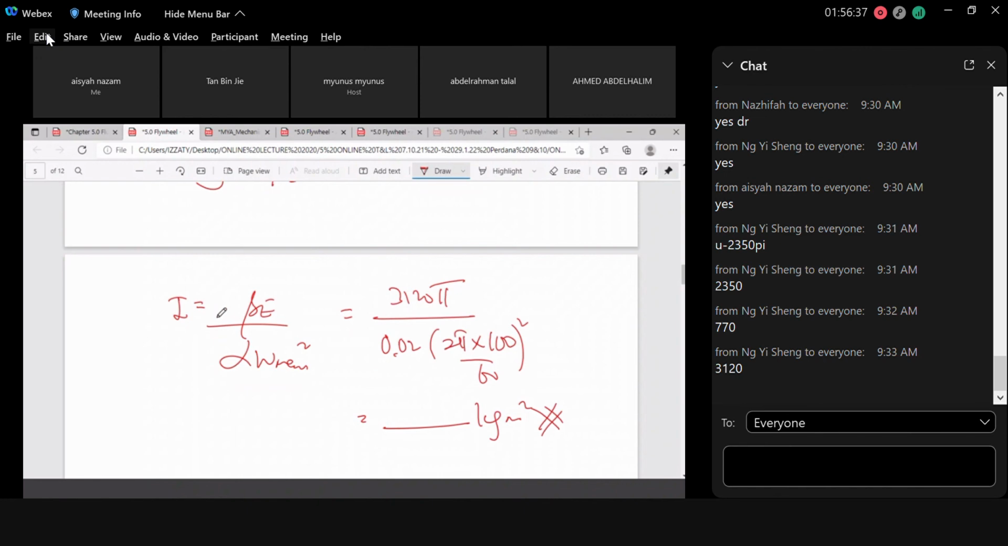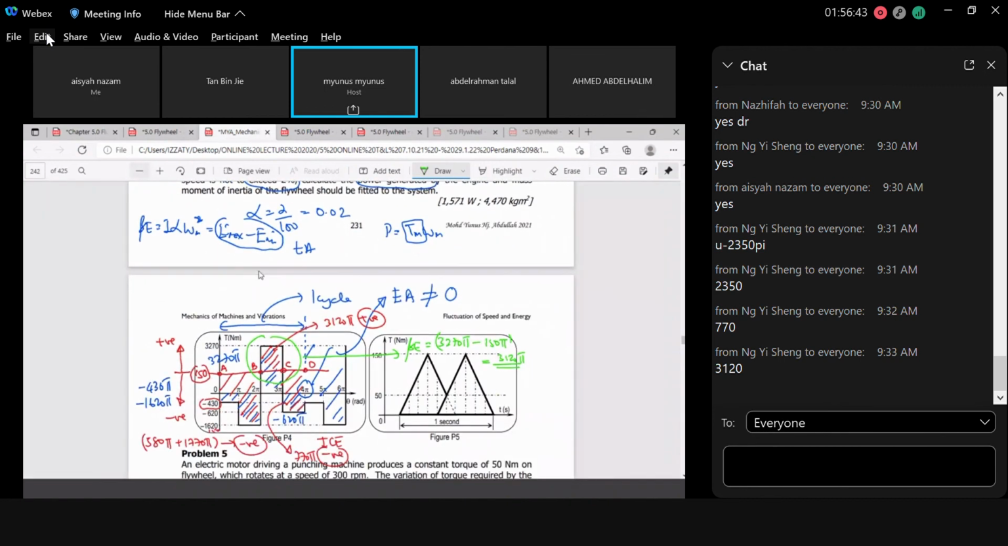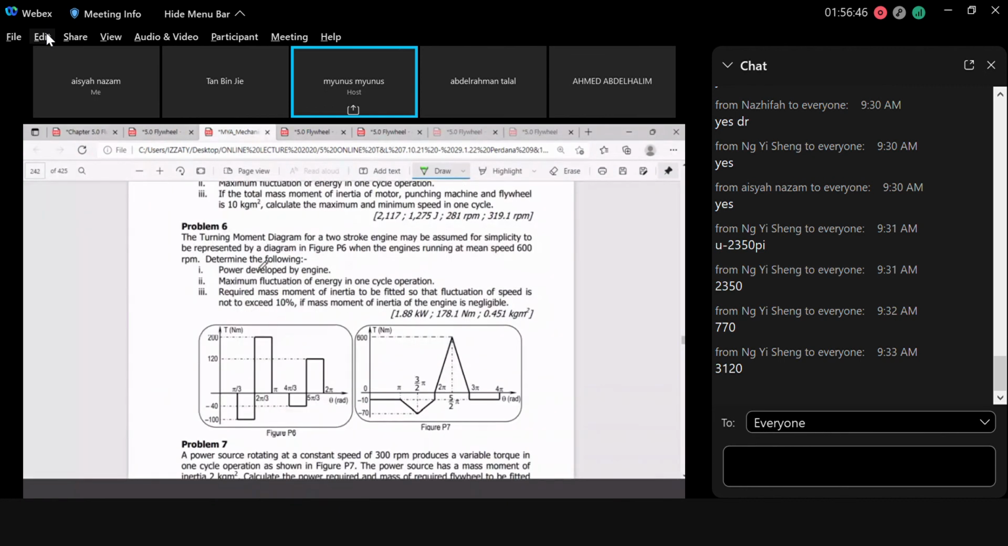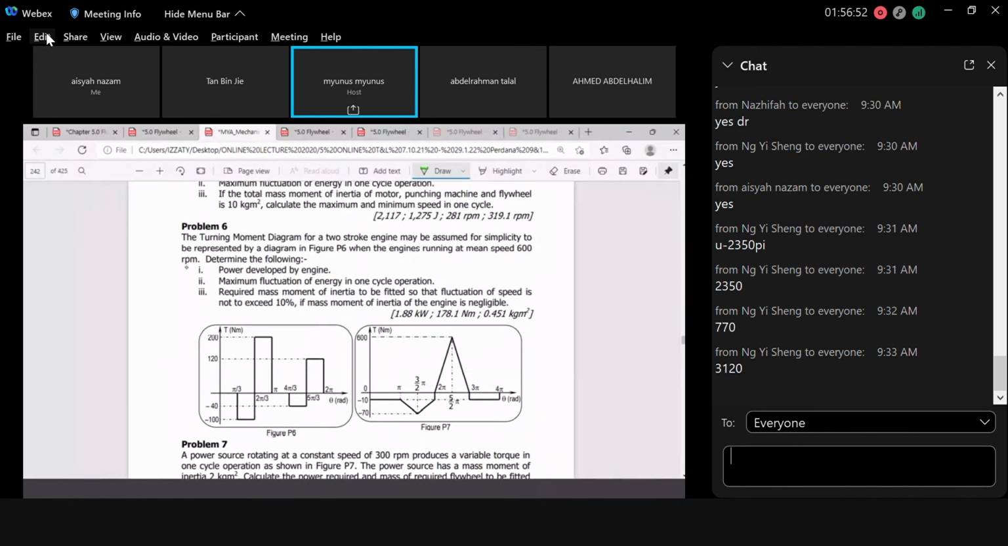Any question? The next one you can do on your own. Again, you can start thinking about drawing the turning moment diagram for the engine. Look at here. You have a two stroke engine. Then you have two, five, because you are dealing with a two stroke engine.